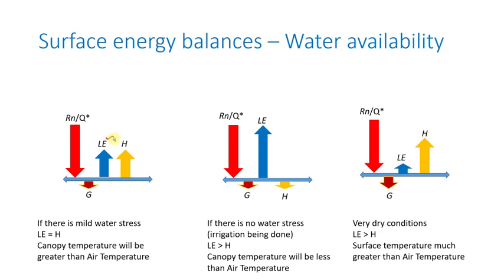What is being changed? The two things, latent heat and sensible heat. And that makes sense because there will be different amounts of evaporation in different conditions. So we will have different amounts of latent heat and different contributions of sensible heat in our net radiation. If we have very mild water stress, canopy temperature will be greater than air temperature, but still we will have evaporation and we will have sensible heat, and these two are equal. Since these two are equal, it means that we will have a Bowen ratio of 1.